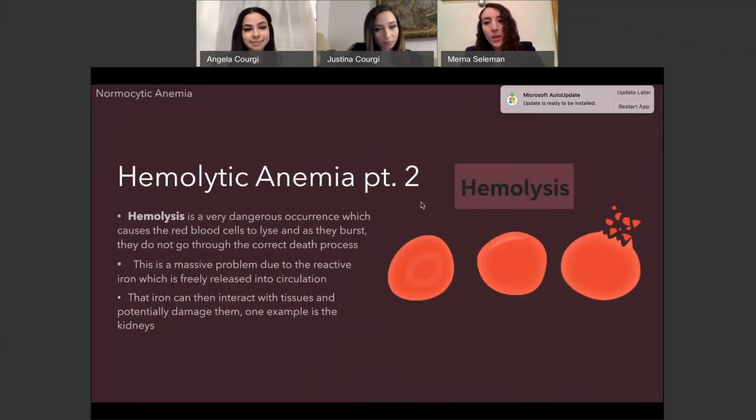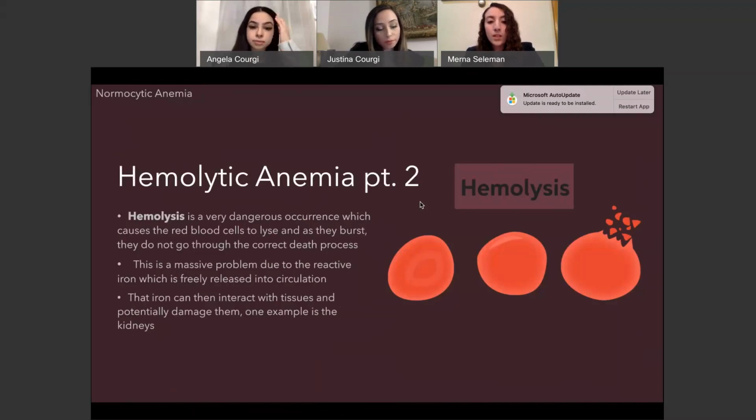And just a continuation on hemolytic anemia. Hemolysis is a very dangerous occurrence which causes the red blood cells to lyse, and as they burst, they are unable to go through the correct death process. The white blood cells are unable to participate in the breakdown and cannot engulf the cell before it ruptures. This is a massive problem due to the reactive iron which is freely released into circulation. That iron can then interact with tissues and potentially damage them.